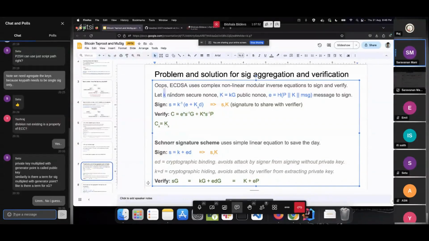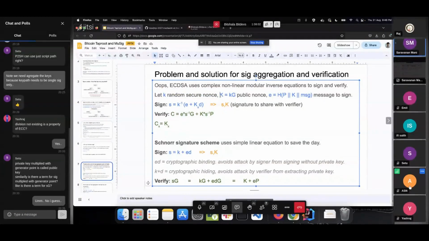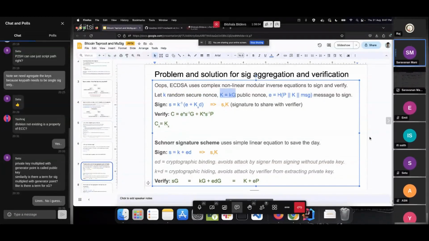So the signer is the person responsible for creating this random, secure nonce and the capital public nonce, and he shares this capital public nonce with the verifiers. That's it, and he uses this secure nonce inside the equation. Then he will throw it away. There is no need for this k to be maintained by the wallets.